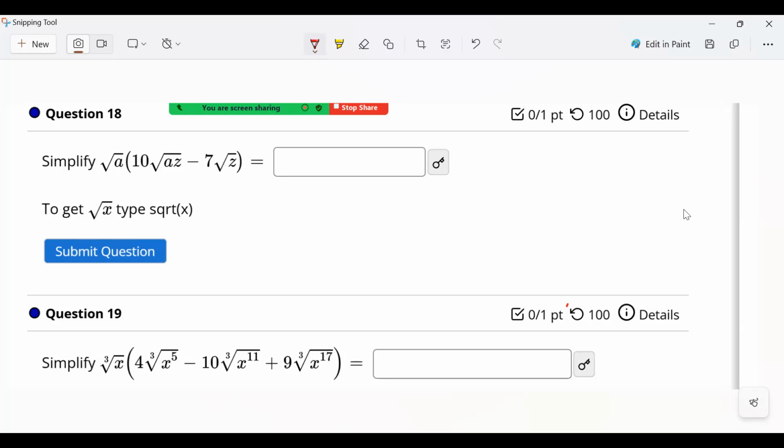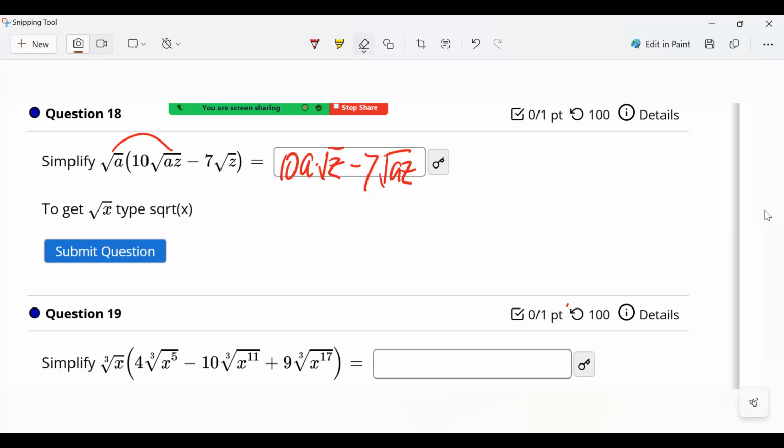All right, let's quickly go over the solution. So the first one is radical A times radical A times radical Z inside of that, and then minus 7 times radical AZ. Then we cannot combine them because they are not like terms. So we're going to leave it as it is. Okay, so that's number 18.